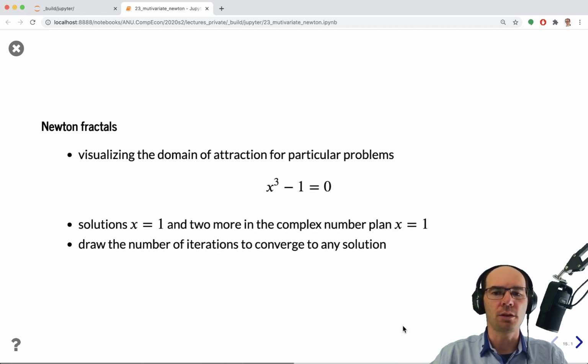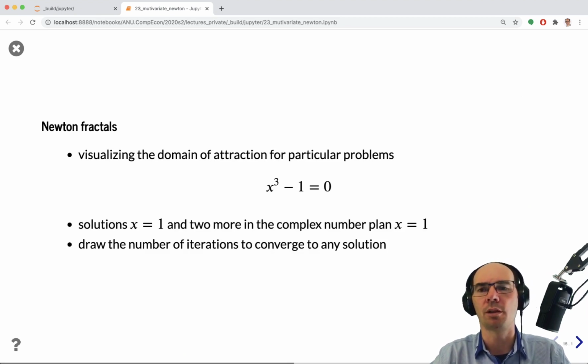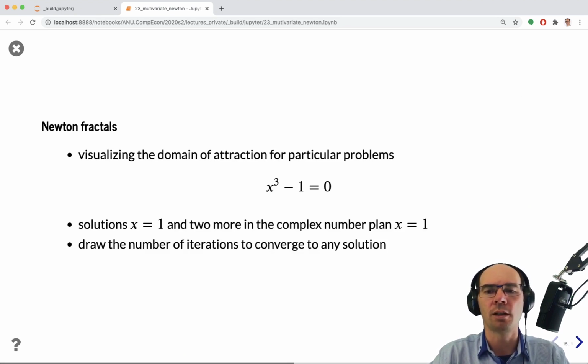Okay, let's talk a little bit about Newton fractals. So this domain of attraction is kind of a mysterious thing. There can be heuristics, like in the NFXP estimator, of when it is good to switch to the Newton method after a robust first stage solver. But in general, it's hard to say or hard to characterize the domains of attraction, as demonstrated by this example.